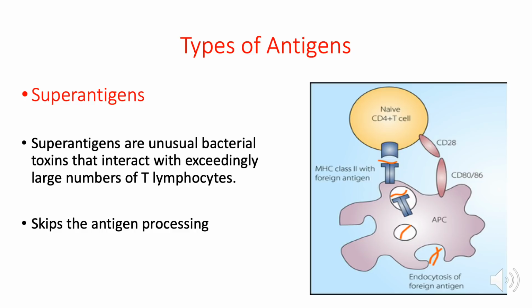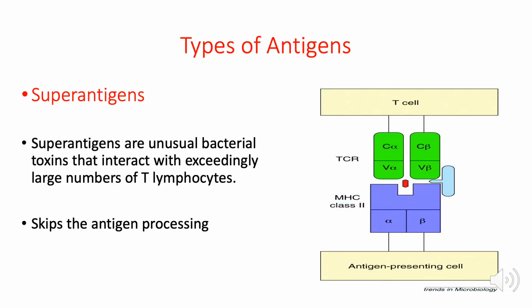Antigen processing is usually skipped in cases of super antigens. What do we mean by that? Take a look at this picture. Please appreciate that we have the T cell on top. You have the antigen presenting cell below. You have here the blue colored figure representing MHC class 2. Then you have there the green colored figures representing the T cell receptor. The red colored figure is representing the antigen. That's the typical antigen. It's supposed to be found between the MHC class 2 and the T cell receptor.